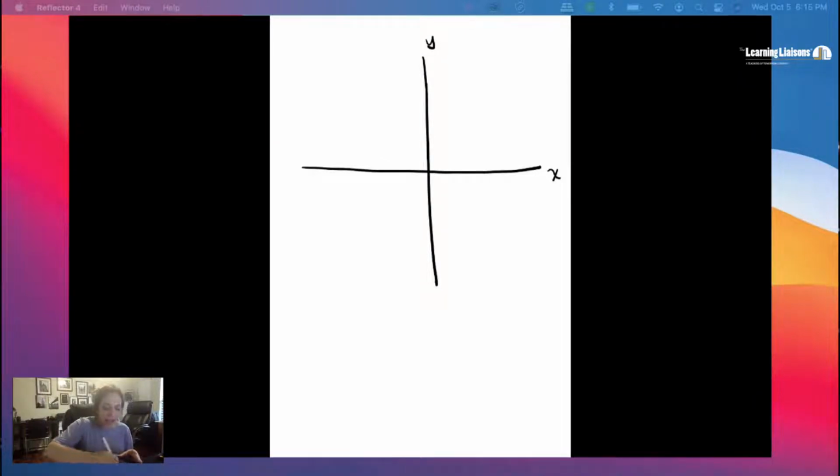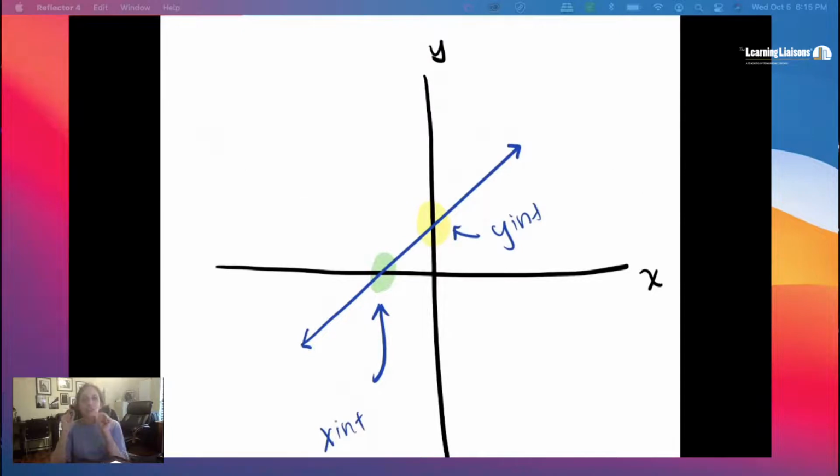And if I have a line that goes like this, I know that this value right here is my y-intercept. And this value down here is my x-intercept. How do I know that? Because the y-intercept is intersecting at the y-axis. The x-intercept is intersecting on the x-axis. And then the slope is just the rise over the run, or how much is happening over a certain amount of time.